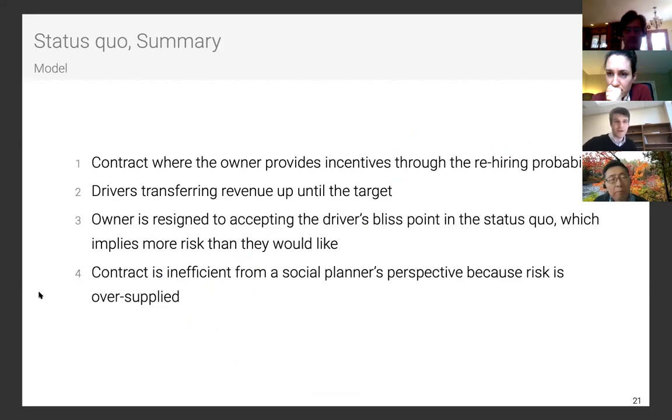Okay, so quick summary of this status quo model. We've got this contract where really the only tool the owner has to provide incentives is this rehiring probability based on the transfer. We have a transfer schedule where the driver is going to be transferring revenue to the owner up until the target. And in terms of effort and risk choice, the owner is resigned to accepting this driver bliss point in the status quo, which means there's more risk taking going on than the owner would like. And we also show in the paper that this contract is inefficient from a social planner's perspective, largely because risk is being oversupplied.